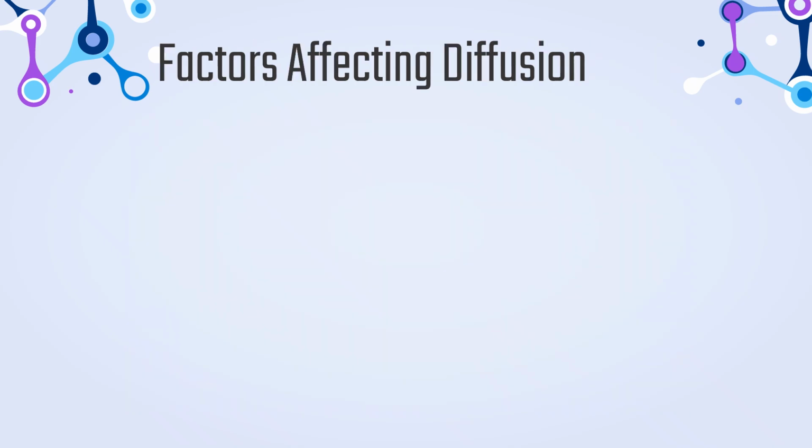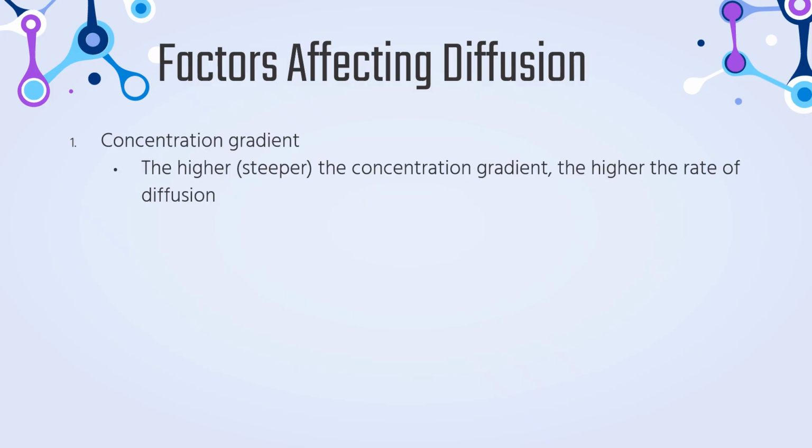So let's talk about the 6 factors that affect diffusion. Number 1, the concentration gradient. The steeper the gradient, you can also say higher, but I feel steeper is a better word to use. The steeper the gradient, which means the higher the difference between the two regions, the higher the rate of diffusion. So if one region is very concentrated and the other is not concentrated, the molecules will move faster. If the other side is somewhat concentrated but slightly lower, diffusion will still occur but slower.